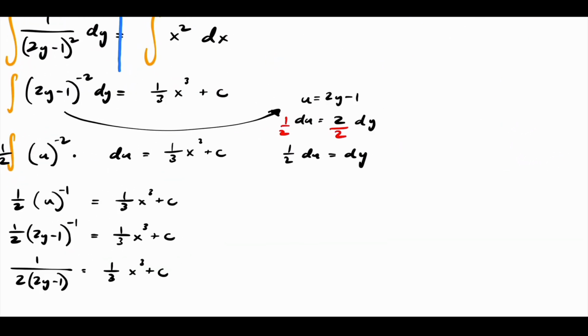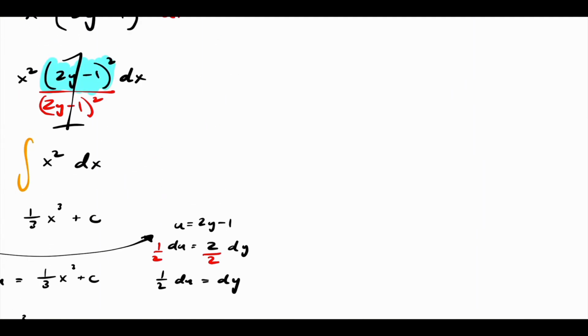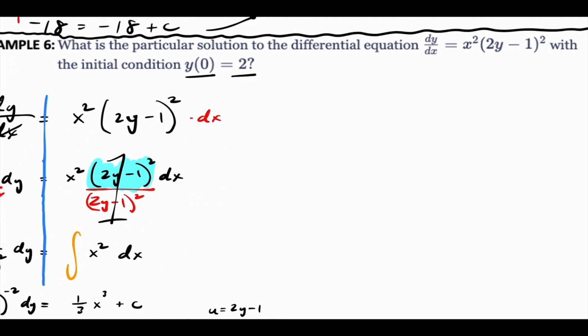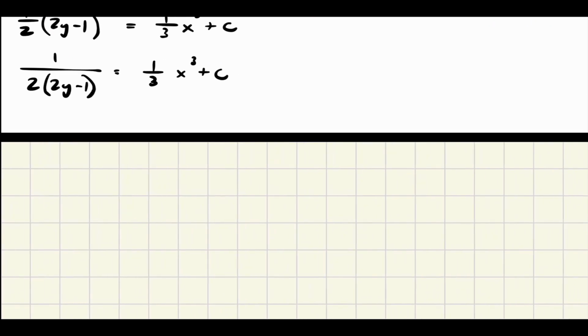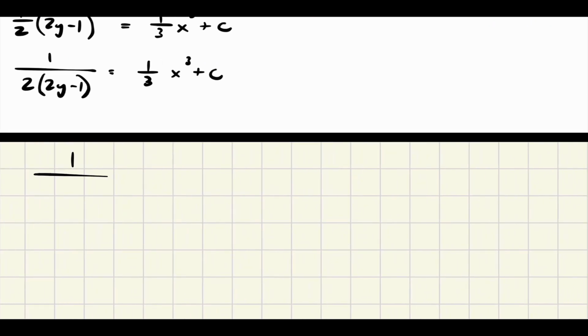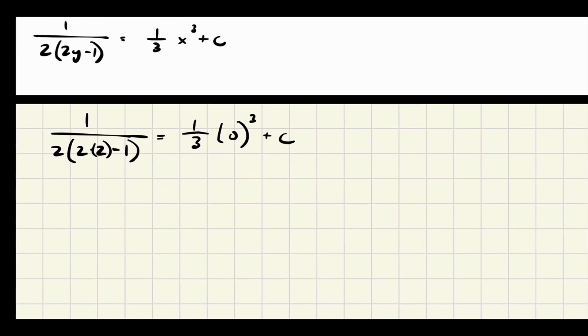Okay. So my points, when I plug in 0, I should get 2 as an answer. So 0 for x, 2 for y. So everywhere I see a y, I need a 2. Everywhere I see an x, I need a 0. Okay, evaluate.